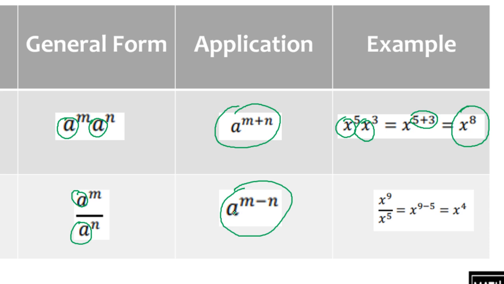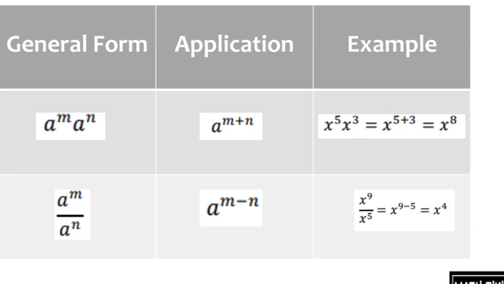So this is the application part. As you can see, the exponent on the numerator will be subtracted by the exponent on the denominator. Okay, making it, for this example, x raised to 9 over x raised to the 5th power will be equal to, of course, according to the application and the general form, we are to subtract 5 from 9. So 9 minus 5, that will be equal to x raised to the 4th power.